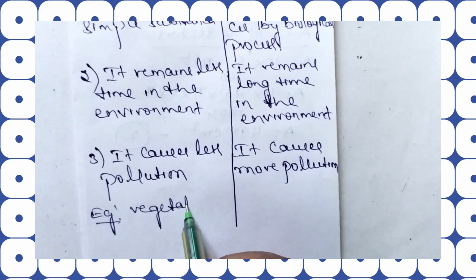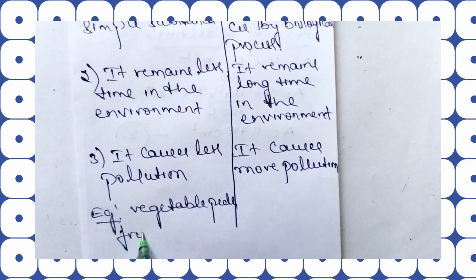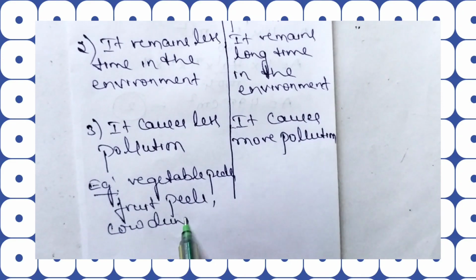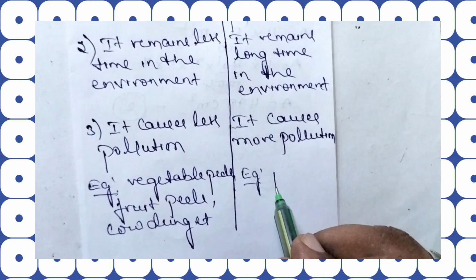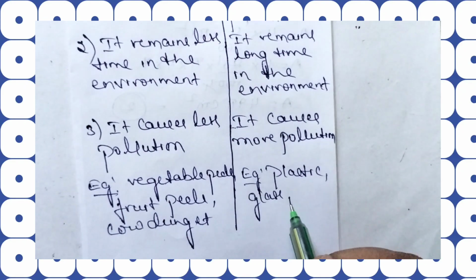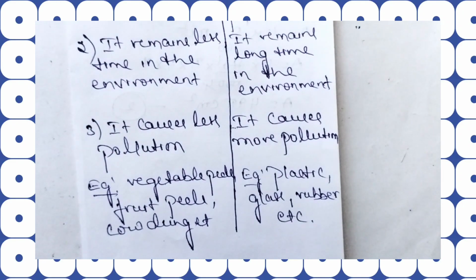Then coming to the example, vegetable peels, fruit peels, cow dung, etc. Then example for non-biodegradable, plastic, glass, rubber, etc. So like this we have to differentiate between biodegradable and non-biodegradable materials. Now let us move for the 30th question.